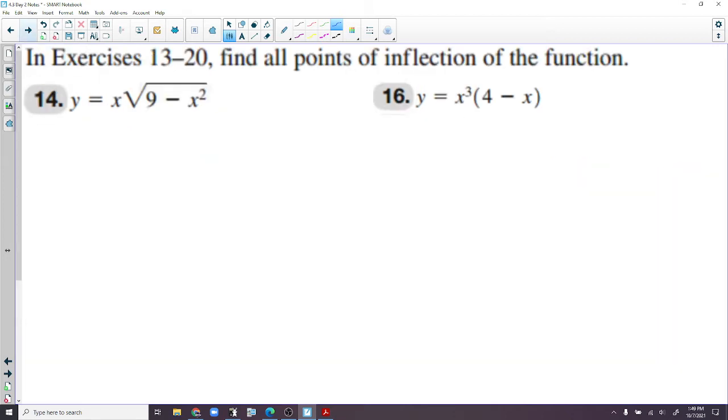Find all points of inflection of the function. All right, take a deep breath, stretch out a little bit. This is a long one. This is going to take a while. This is a doozy here. We got to get the second derivative of number 14. I love this one. Here we go. Really makes you think. Can you get the first derivative? Let's try that. I don't want to ruin all of it for you. You should have some fun.